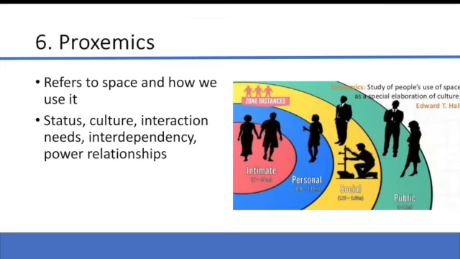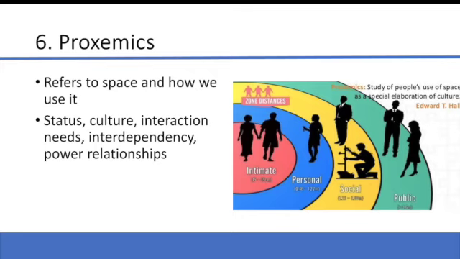The next area we're going to look at is proxemics, and this refers to the use of space and how we use it. The use of space can influence how we feel about people, and it expresses what we think the relationship is, right? So status, culture, and then our interaction needs, our interdependency. So how dependent are we on other people and so on, and power relationships, they're all influenced and they're all expressed through proxemics.